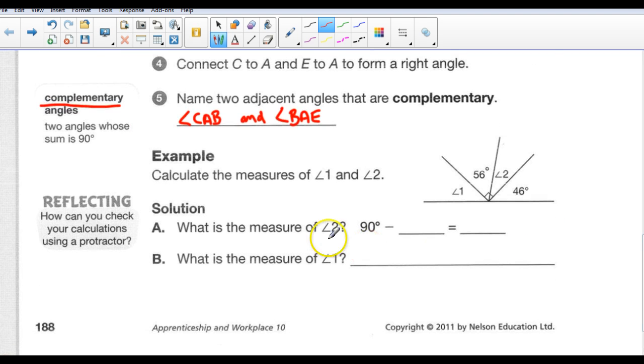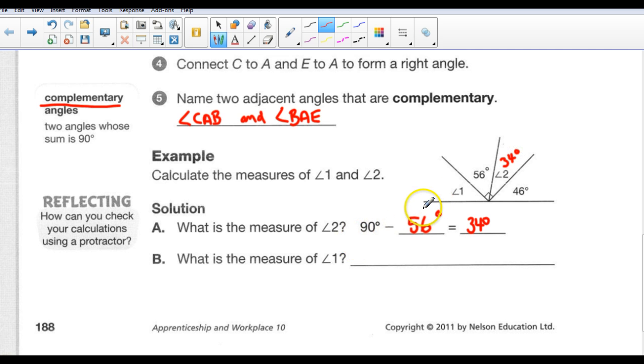Okay, let's do another example. Calculate the measure of angle 1 and angle 2. Well, how can we do this? We know that all these angles are going to add up to 180 degrees because it's a straight line. We're given in the question that this right here is 90 degrees. And so this part of the angle is 56 degrees. And so we know that the other part here has to be 90 subtract 56. Okay, so solution, what is the measure of angle 2? That's the first thing we need to find, 90 subtract 56 degrees. And we get an answer of 34 degrees. So we know that this is 34 degrees right here. So we'll write in 34 degrees.